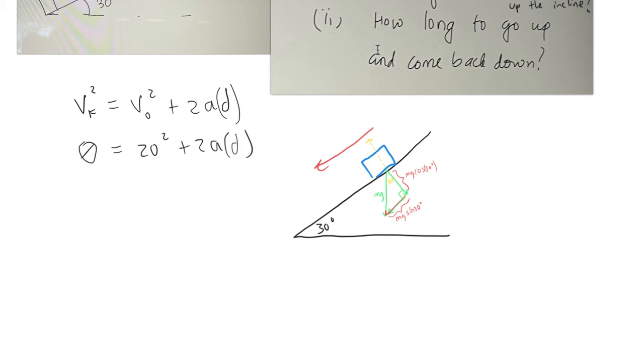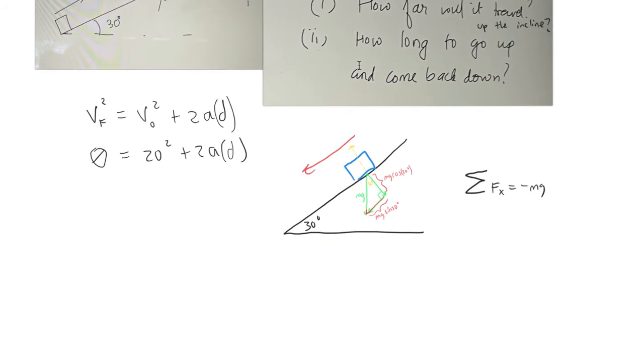So if we're going to analyze the total net forces acting on this box, we could say the net force in X is equal to definitely the negative mg times sine of 30 degrees. Now I'm saying it's negative because it's moving to the left. We're analyzing the fact that it's moving to the left. So that'll be negative mg sine 30.